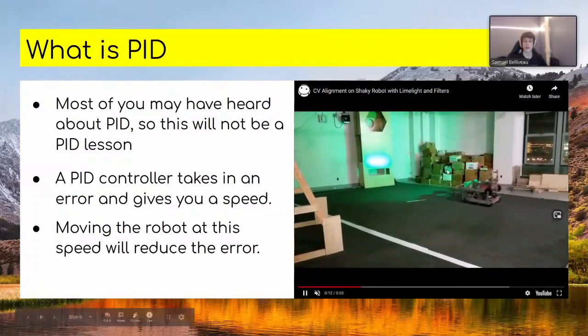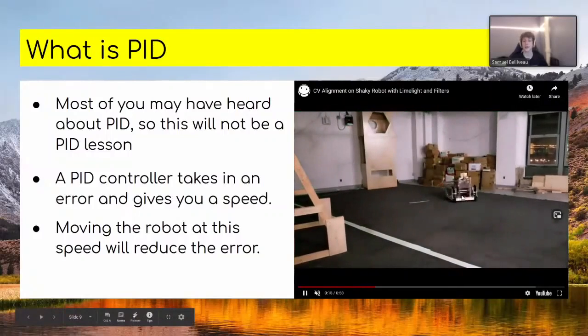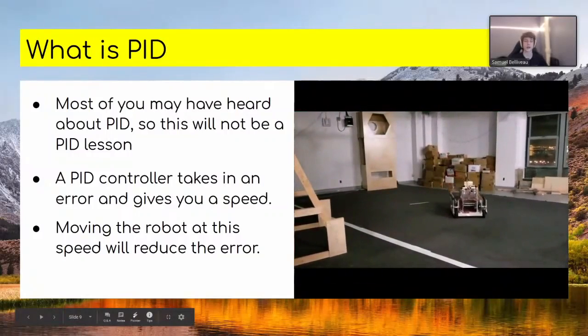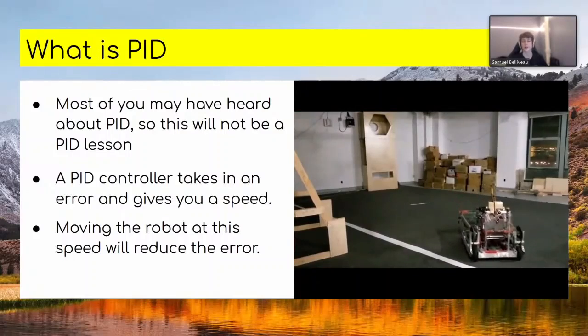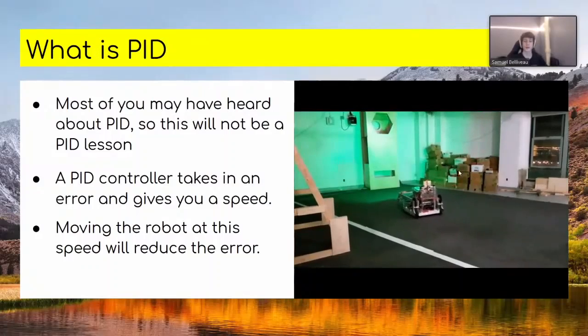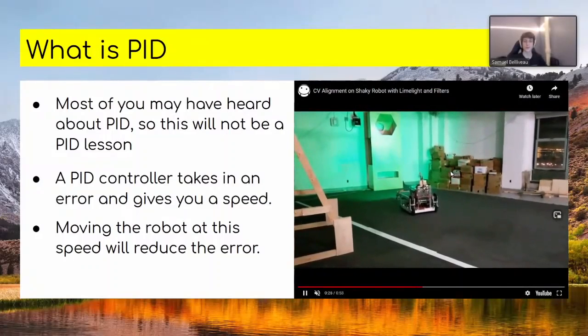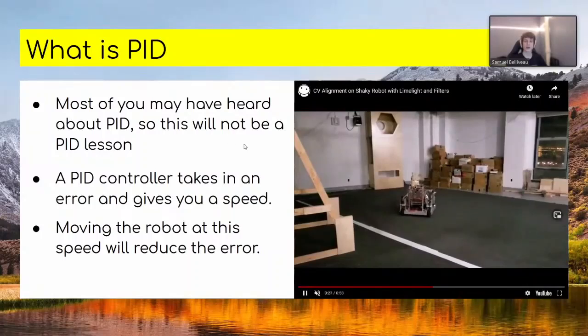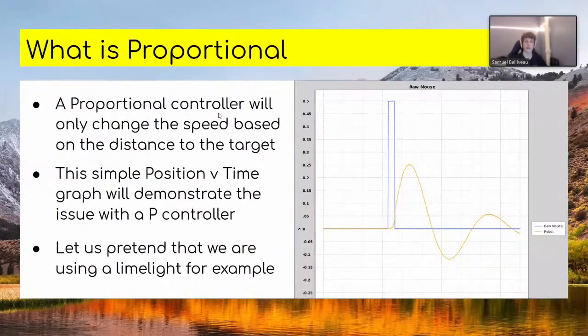And here's an example of a super basic PID alignment thing that we whipped up in a couple seconds for Destiny when we still had access to the lab. Yeah, that's what that looks like.